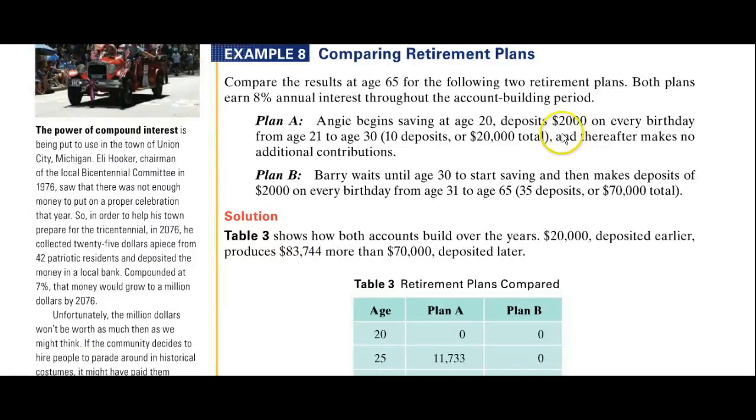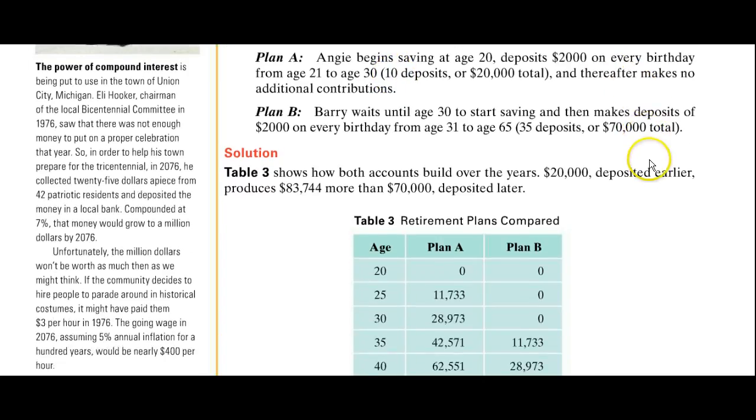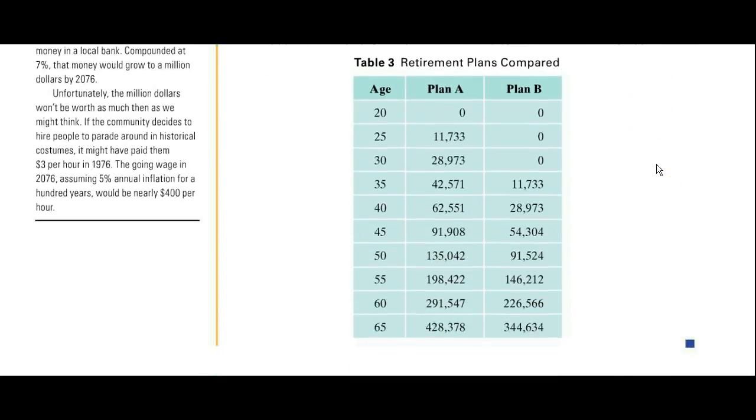Now, what I'm going to show you, I think you're going to be surprised. You would think that the person who deposits $70,000 total would have much more in the bank, in his account, than the one who only deposited $20,000. But again, it's 10 years difference. Just check this out here anyway. I know when I looked at it, I was surprised.